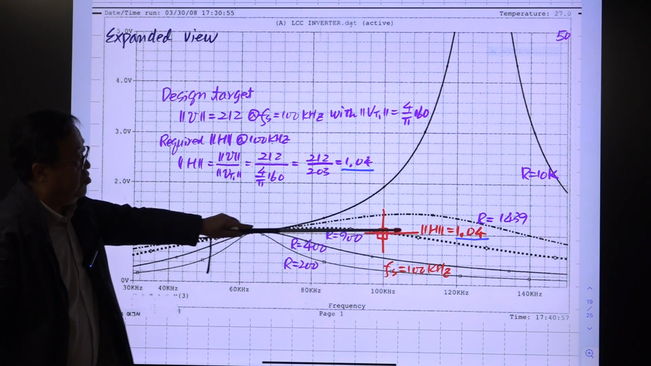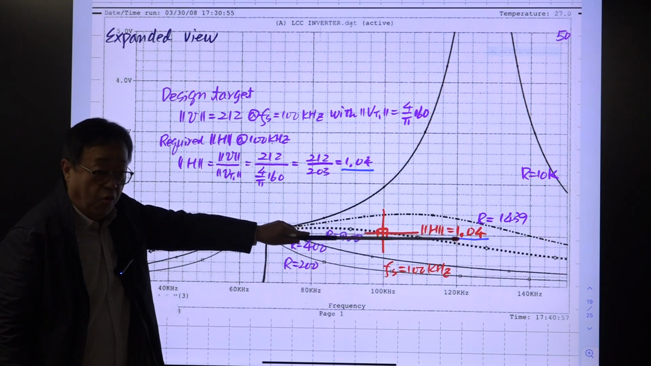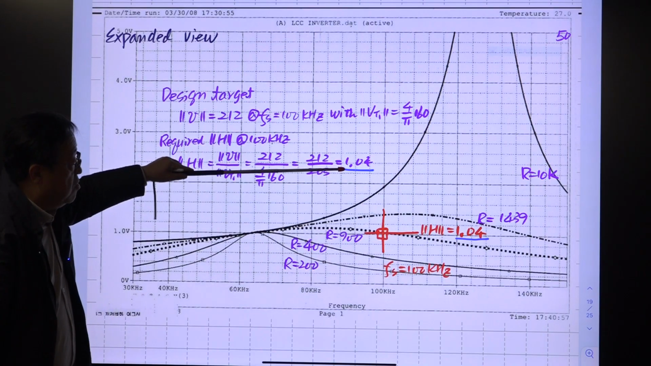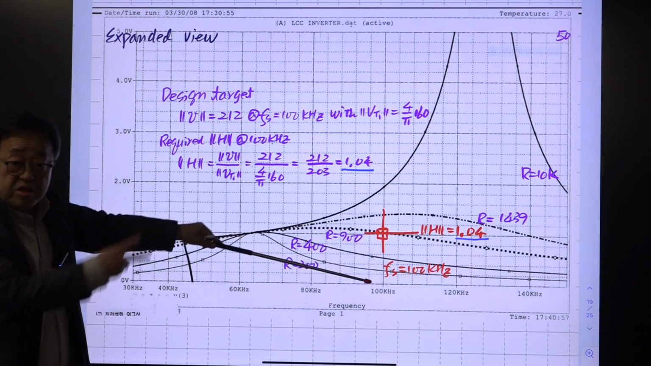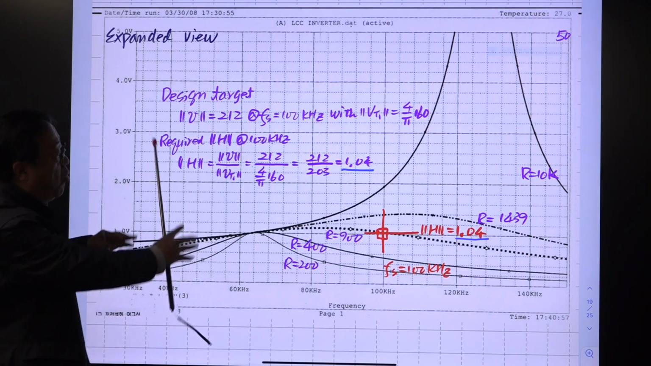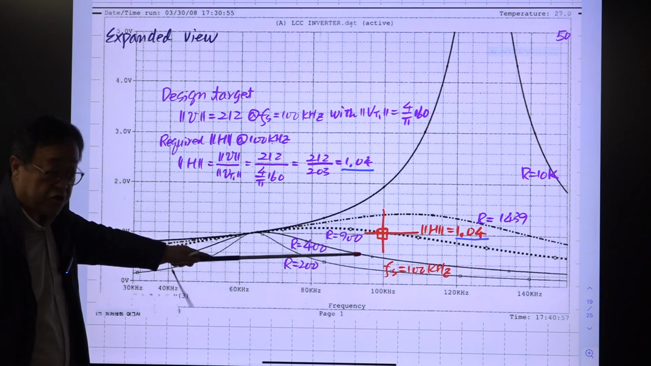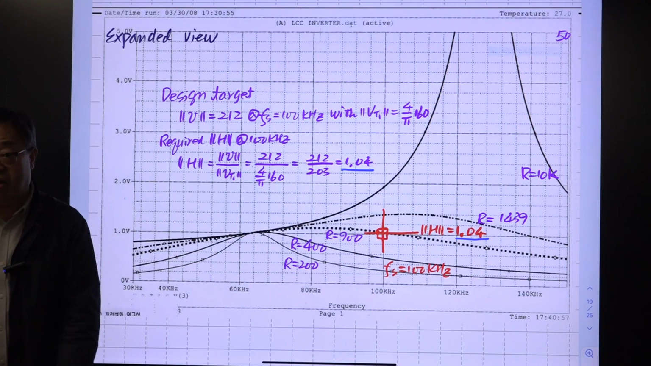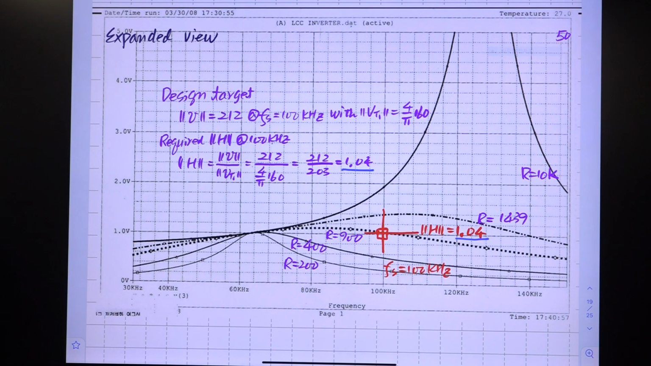Probably this magnitude is 1.04, the required value. Okay. Why is this happening? Why do they match, exactly match? We designed all the circuit, the tank circuit, to match this. This was our target, our aim. All right? So obviously we should have this.